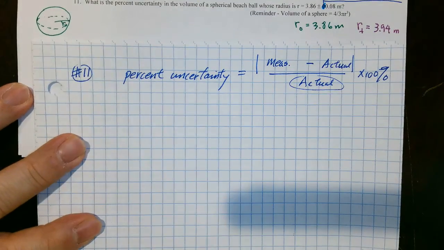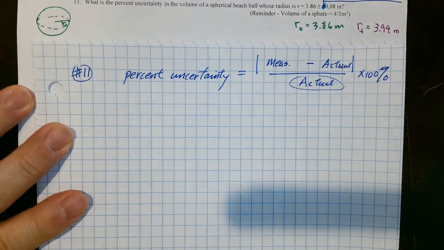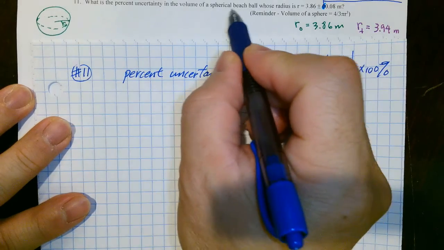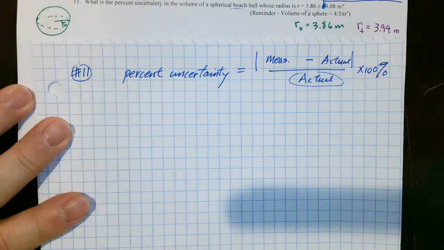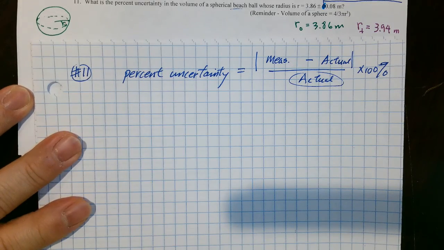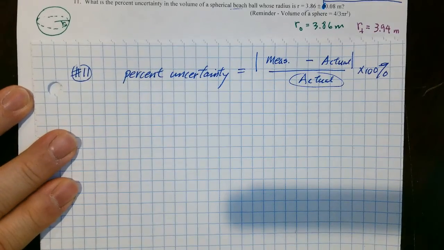So here, when they ask us to find the percent uncertainty in the volume of a sphere, a spherical beach ball, that's a huge beach ball. That's like 12 feet in radius, that's 24 feet. I don't think you could even fit that in the classroom.